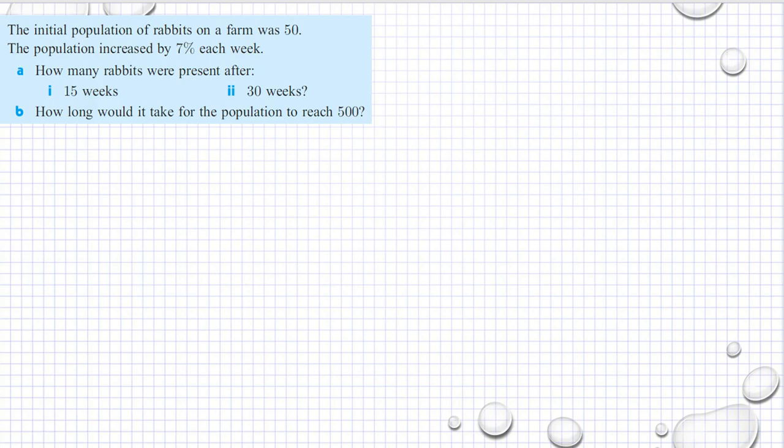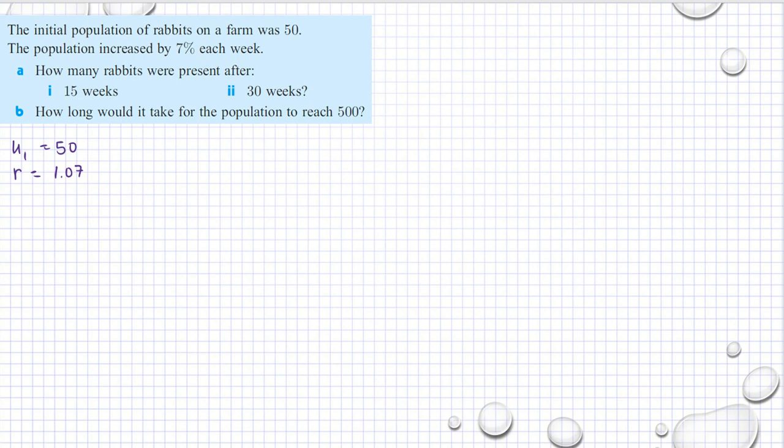Problem solving examples. The initial population of rabbits on the farm was 50. That is our u sub 1, that is 50. And our r is equal to, it increased by 7%, that means 1.07. Okay.